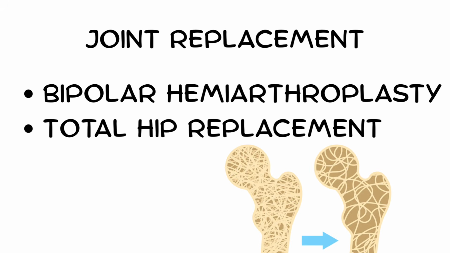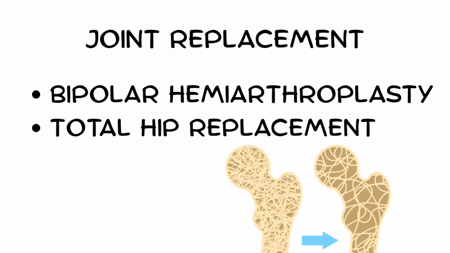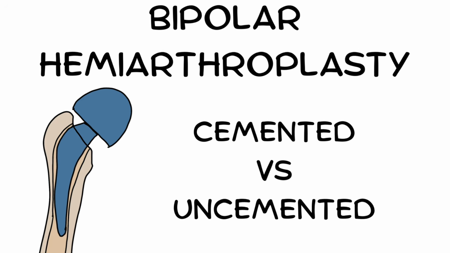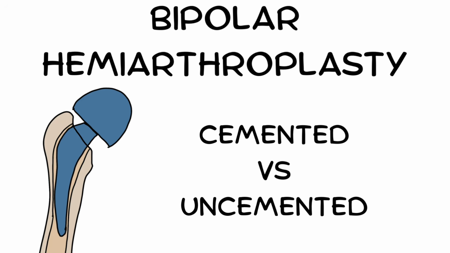Now, when it comes to joint replacement, there are two options. You can decide between bipolar hemiarthroplasty and total hip replacement. Bipolar hemiarthroplasty is the one where we replace only the femoral component. This can be done in very old patients, and it is not usually preferred in the young population. Here, the head of the femur along with the fractured neck is removed and replaced with the femoral component implant. The bipolar hemiarthroplasty can be cemented or uncemented.